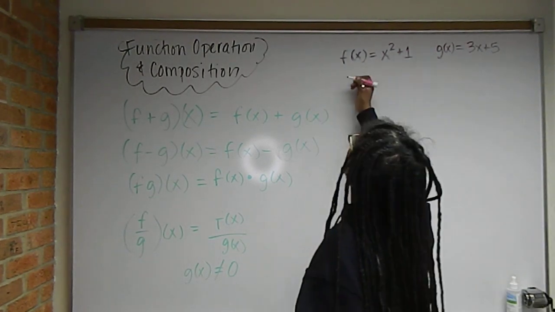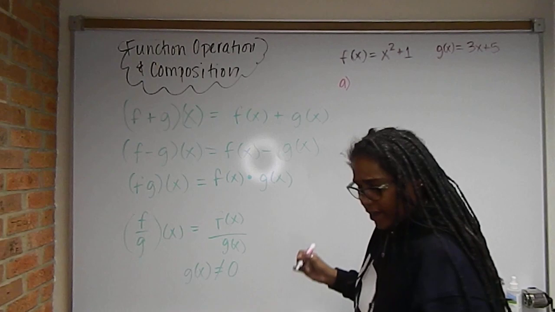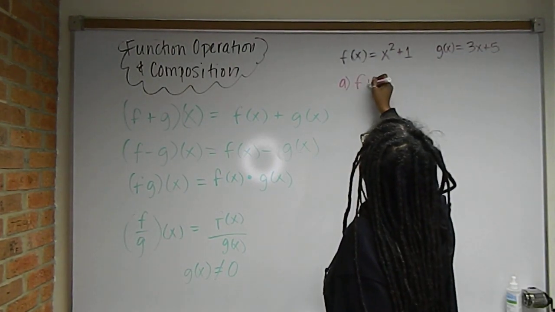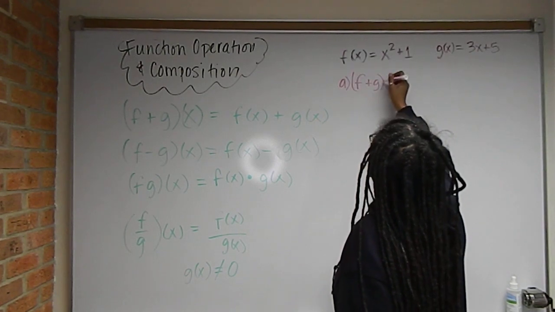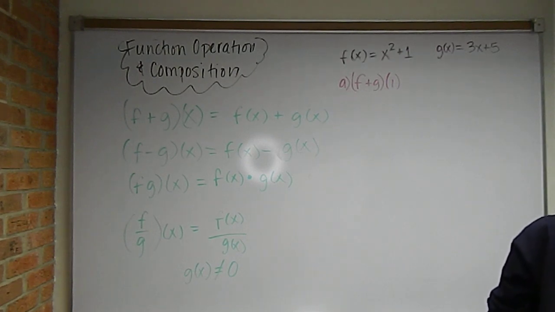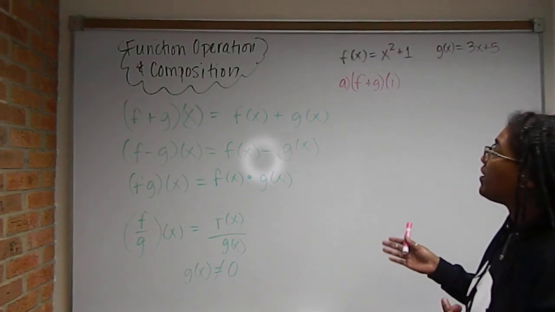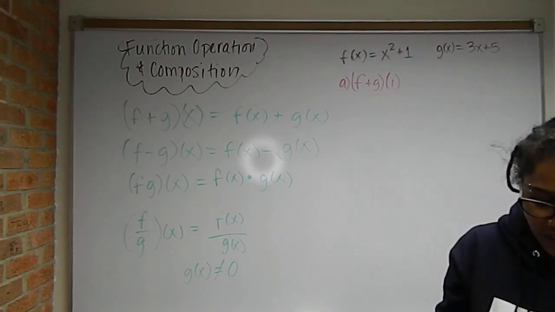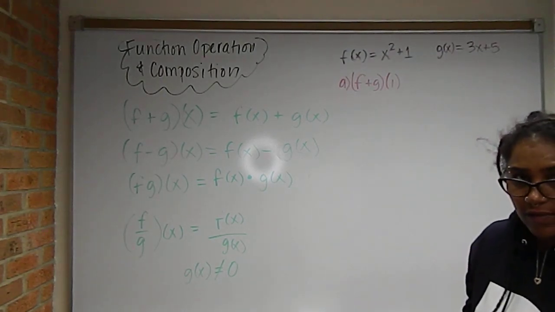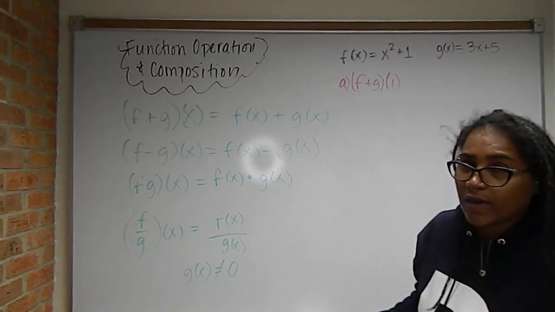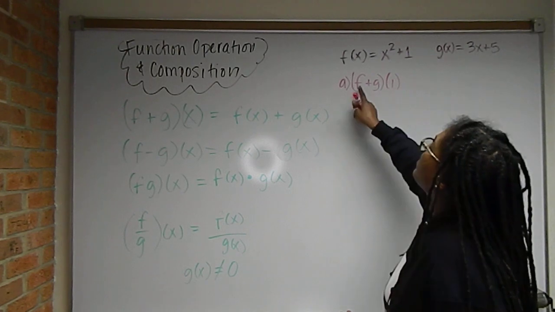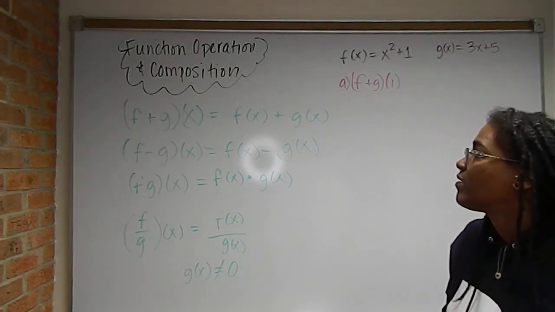Let's say the parameters for part A say that we are going to find (f plus g) of 1. So what does that mean? That means that we're going to find f of 1 and find g of 1 and add those values together. Okay? And just remember, like I said, if you followed your order of operations, you would distribute. That would be 1 times f times g, right?